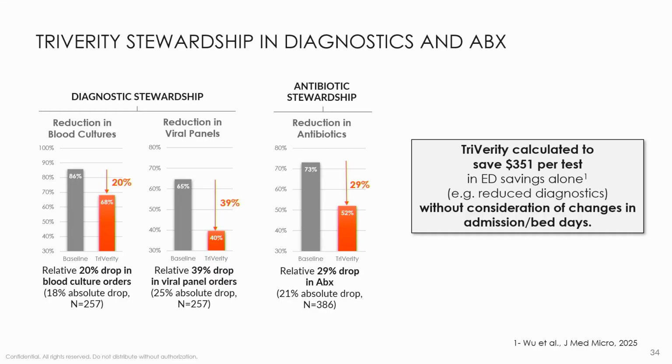They also have looked at antibiotic and diagnostic stewardship related to the tests. They've seen across at least one study around a 20% reduction in blood culture orders, around a 40% reduction in viral panel orders, and around a 30% reduction in antibiotic prescriptions when using the test. Again, around 200 to 300 patients in these studies. We need more, but overall about a $351 cost per testing in antibiotics saved as a result of using this technology.